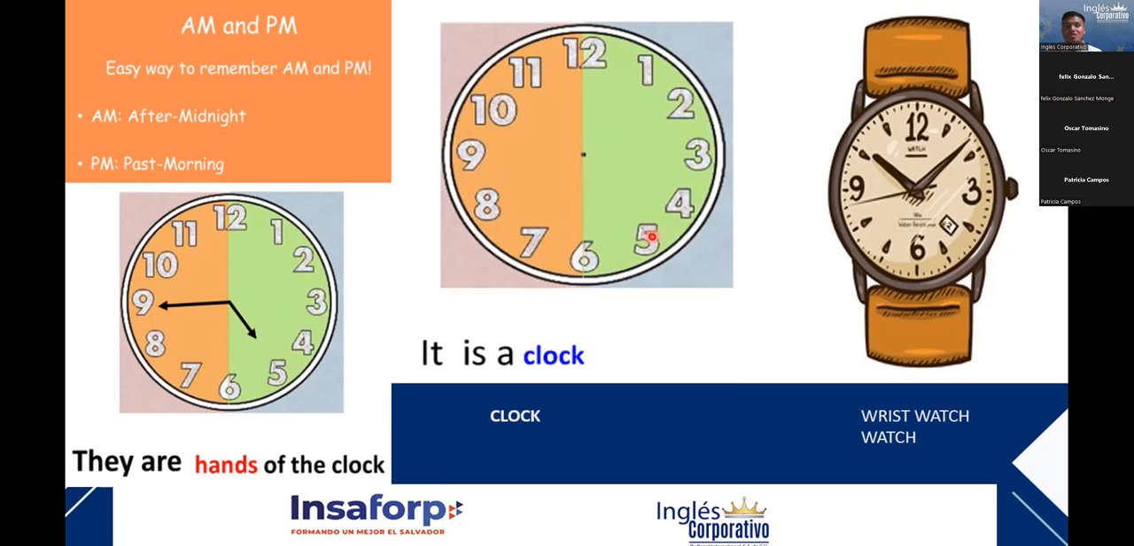Normally, cuando se empieza a aprender inglés, los alumnos confunden y dicen, oh, that's a clock. O a todos le llaman clock. No. Clock is the only one that you have on the wall. Solo la que está en la pared. And then the other is either watch or wristwatch. Now, have you ever wondered, alguna vez se han preguntado qué significaba AM and PM? Here we have. AM in English, dado que viene del inglés, we say after midnight. AM significa después de la medianoche, after midnight. And then PM, past morning. Pasada la mañana. So that's what it means when you listen to AM or PM.